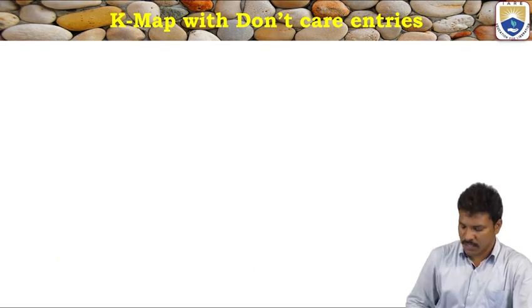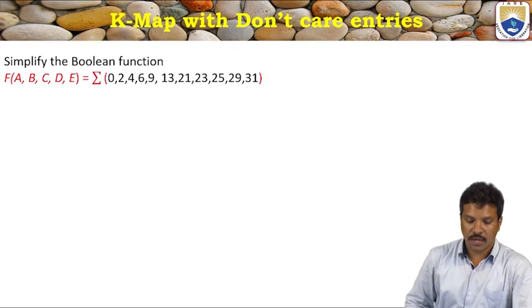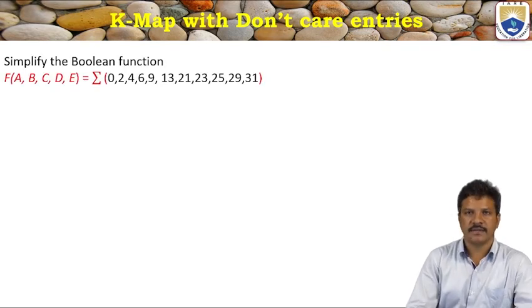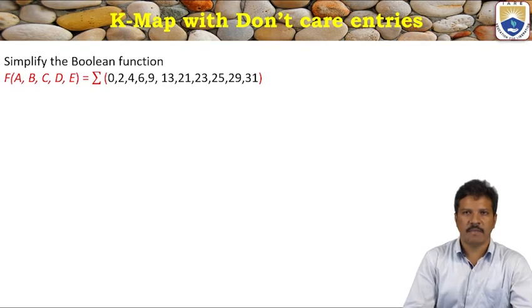K-map with don't care entries. What does it mean, K-map with don't care?